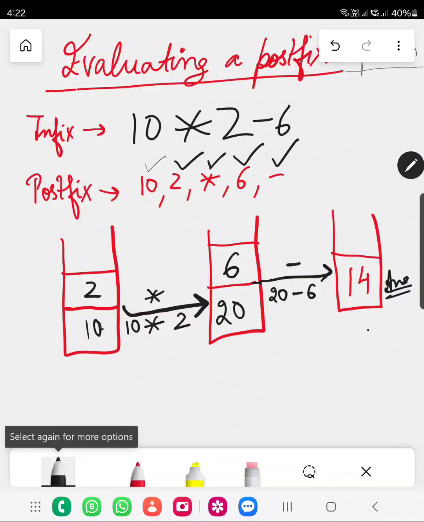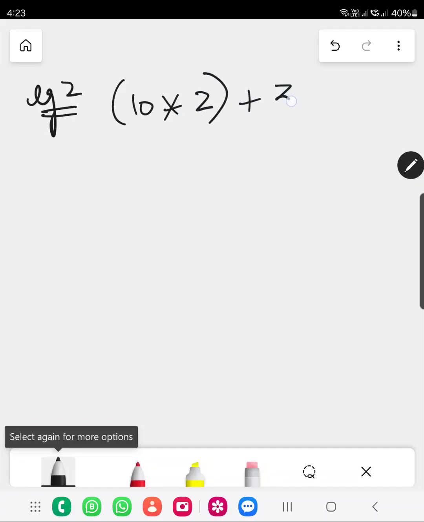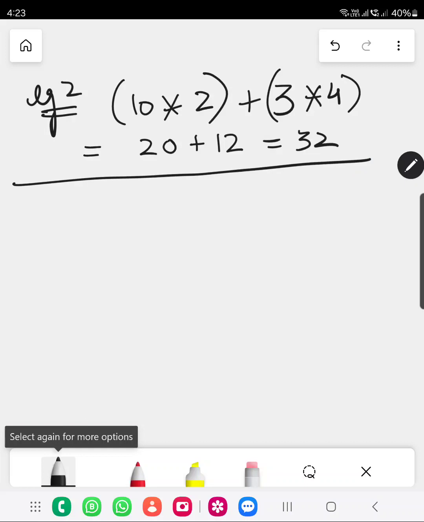All right, this is how we evaluate a postfix expression. Now we can take some more examples for the same. Let's say example number 2, which is 10 multiplied by 2 plus 3 multiplied by 4. Okay, so what should be the answer? The answer should be 10 2s are 20 plus 3 4s are 12, and it makes it 32. So we will convert this infix expression into postfix first, and then we will evaluate. So first let's convert infix to postfix.